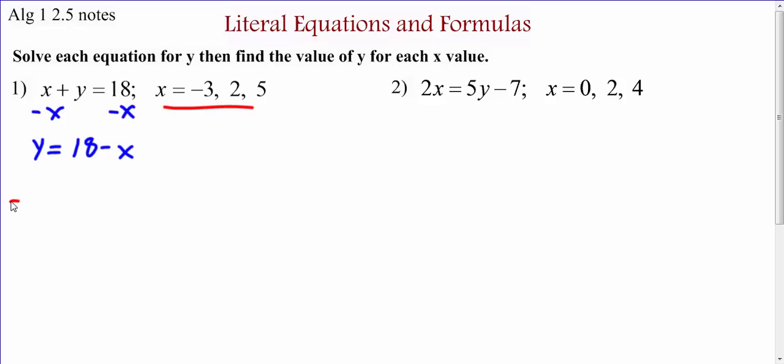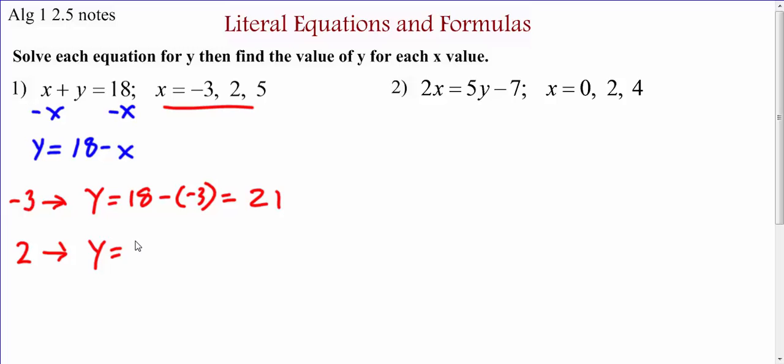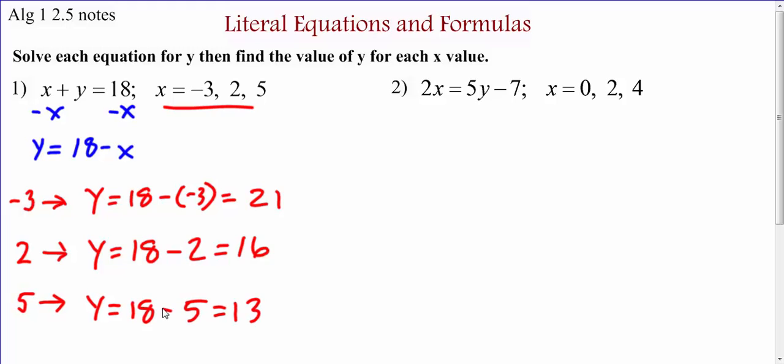So the first one at negative 3, we could say y equals 18 minus negative 3, and that of course would give us 18 plus 3, or 21, and we would continue on and evaluate at the other two values as well. For 2, we'd have y equal to 18 minus 2, which would be 16, and then finally for 5, y would be 18 minus 5, or 13.